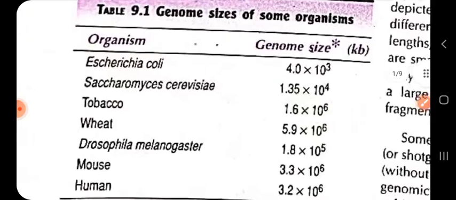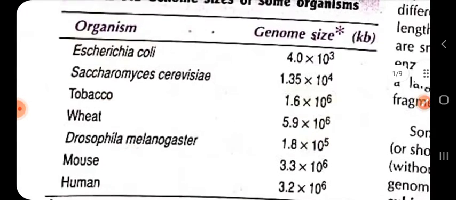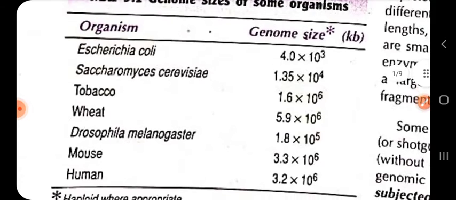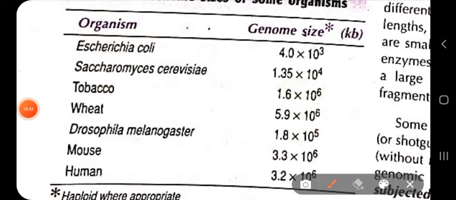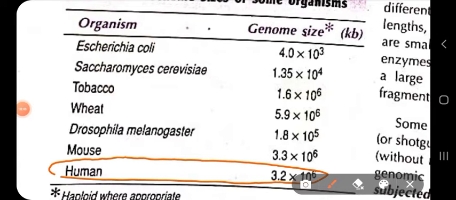So this table shows different organisms and their genome sizes. See, so much huge. The genome size of human is 3.2 into 10 to the power 6 kilobase pair, and out of this huge length of DNA, only a few regions of the DNA code for proteins. It has been estimated that in humans, about 95% of the DNA is non coding. Only 5% of the DNA is coding.